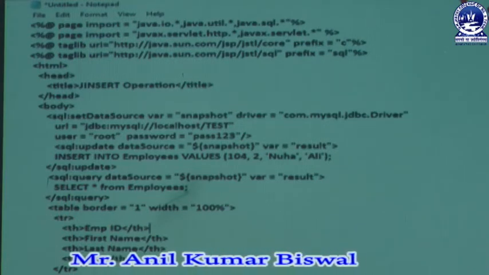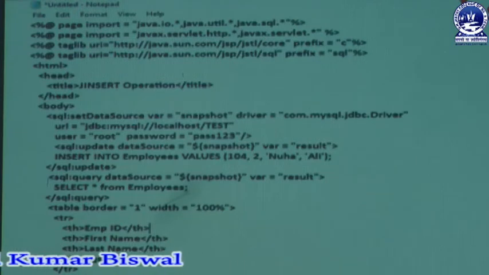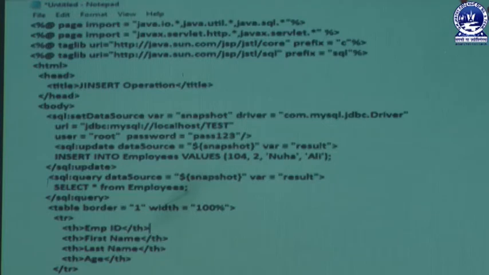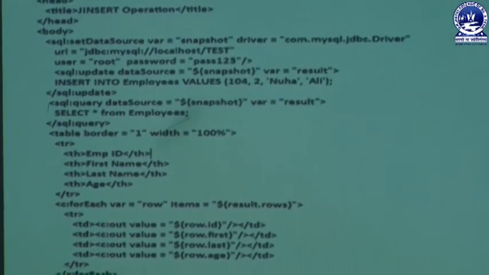Through the table tag we are creating a frame. In that frame we are displaying our fetched records, which are fetched from our database, which is stored in employee ID, first name, last name, age, which are stored in that part. So in this way we are executing our insert operation in our JSP section.